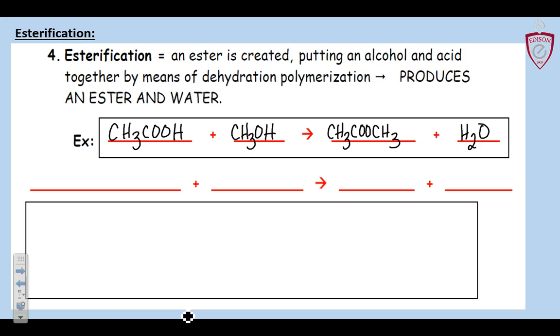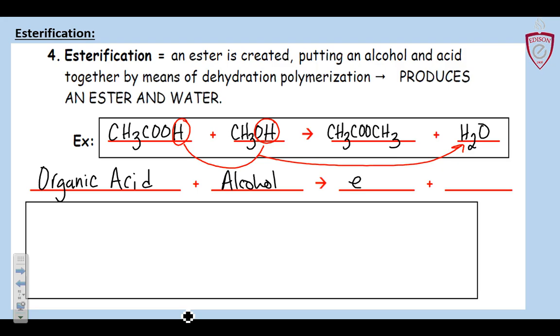And Mr. MoNaCo, can you do me a favor real quick? Can you, in a different color, circle the H on the acid and the OH on the alcohol? Because that's where the water comes from. Remember, acids produce H+, and then the alcohol is going to kick off the OH, and that's what's going to give me my water, and then the other things hook up. So specifically, organic acid with an alcohol, and that's going to form my ester with water. And because water is a product, that's why we call it dehydration.